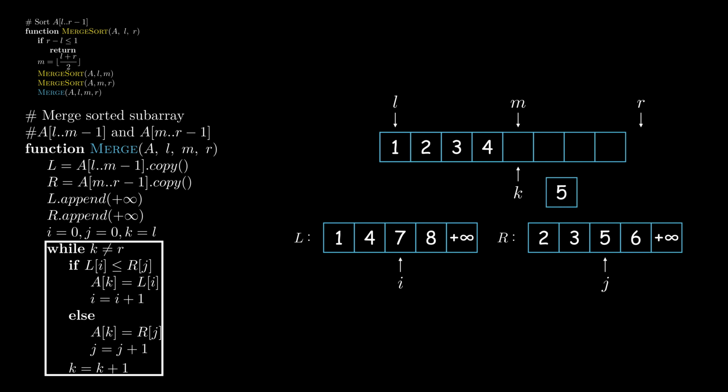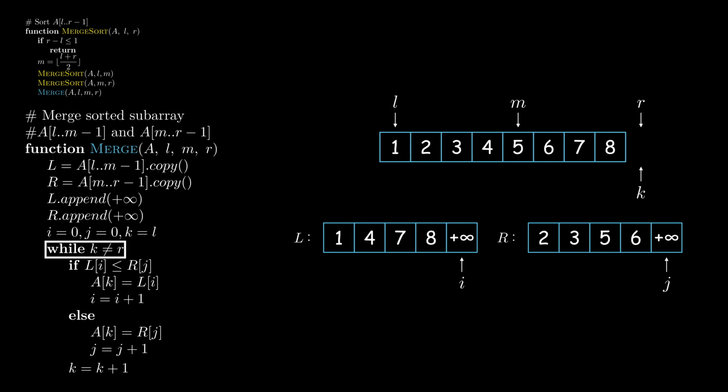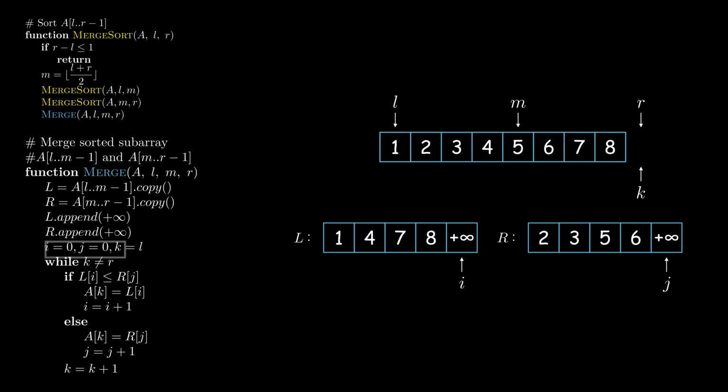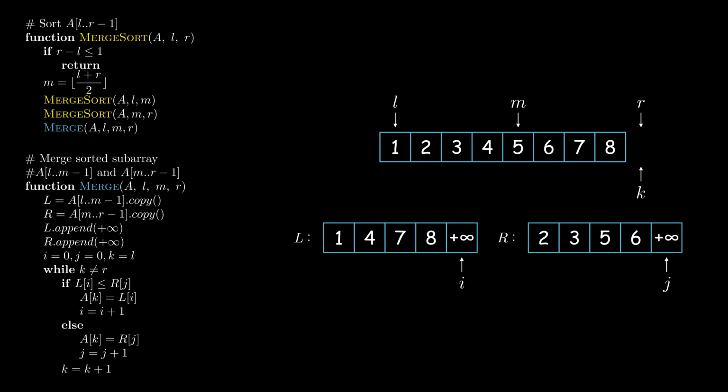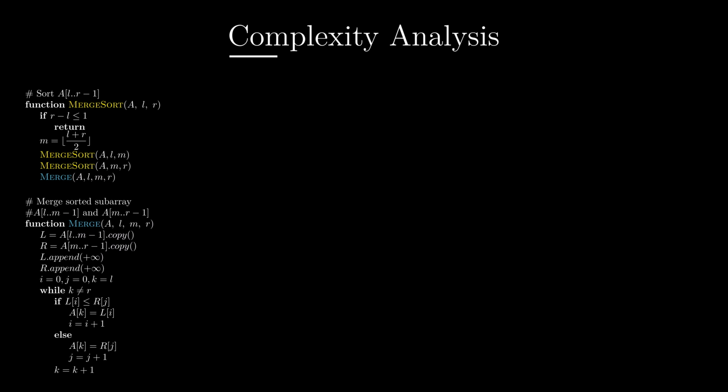We keep doing this until k is equal to r, and then exit the loop. At this time, we have successfully combined two sorted arrays into one. Next, we will analyze the time and space complexity of merge sort.